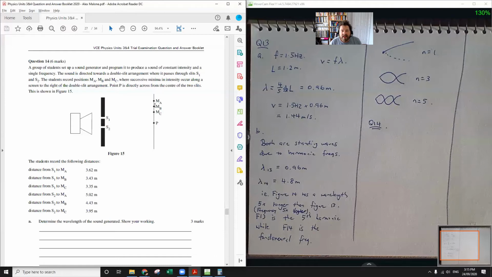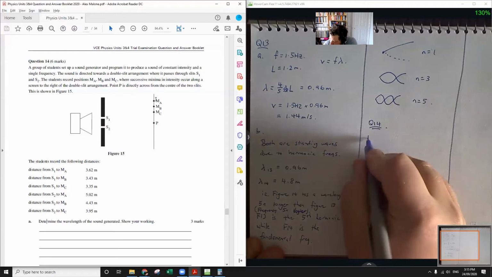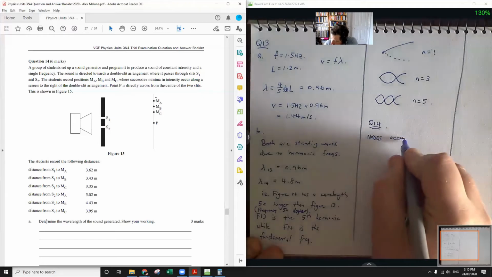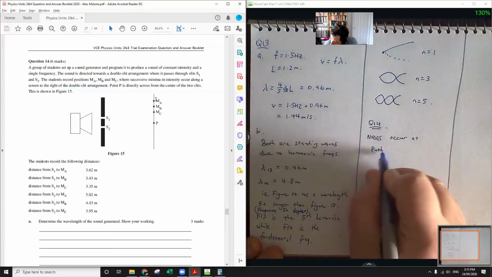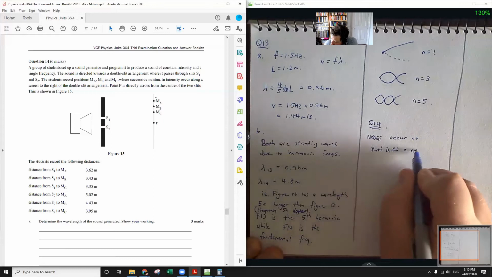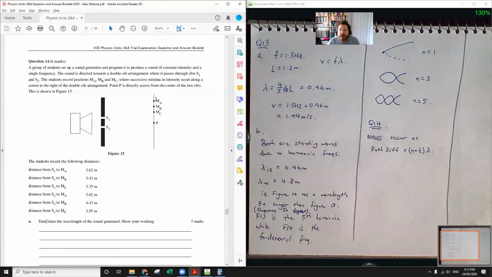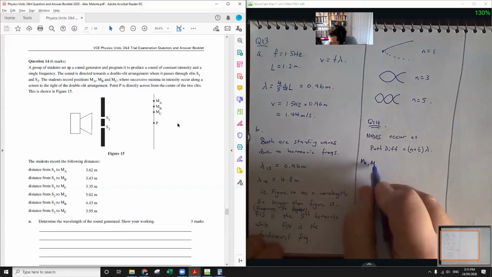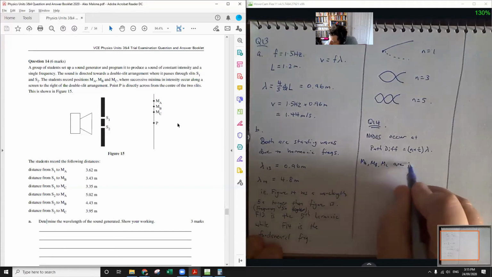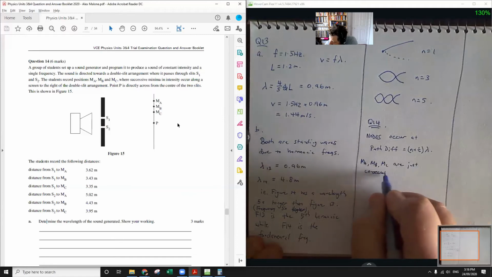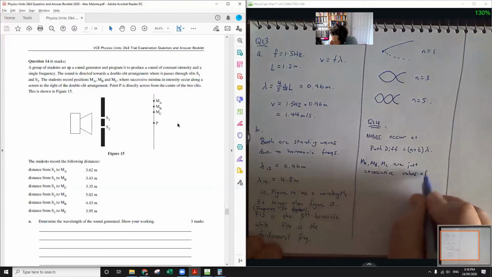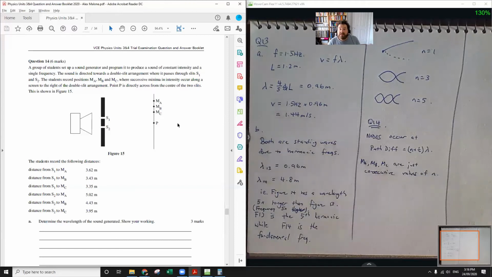So if these are successive minima, that means there's no minima in between them, then that means that they are integer wavelengths apart in terms of path difference. Maybe that's a little bit hard to talk about, but we know that nodes occur at path difference equals (n plus a half) lambda. So half integer multiples of the wavelength. So MA, MB, and MC are just consecutive values of n here. So they might be like 3.5, 4.5, and 5.5.